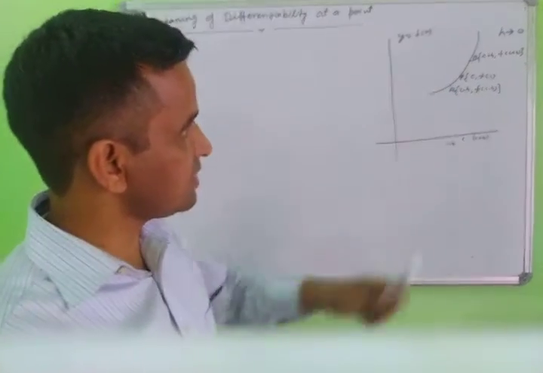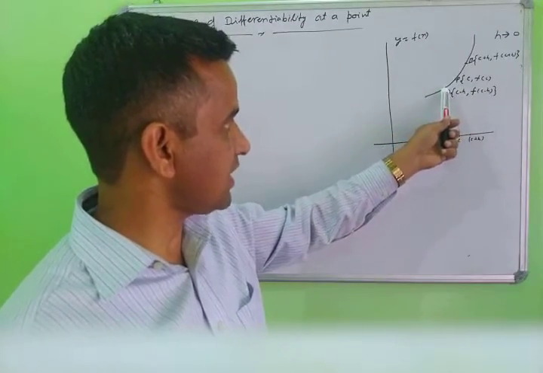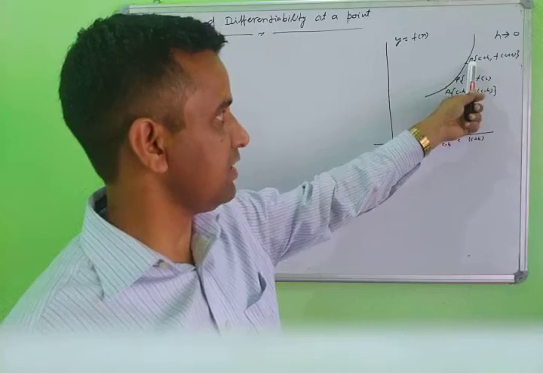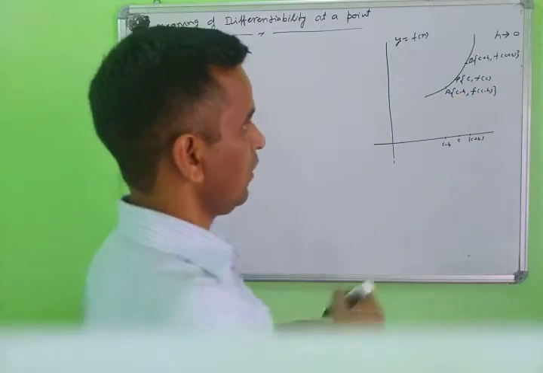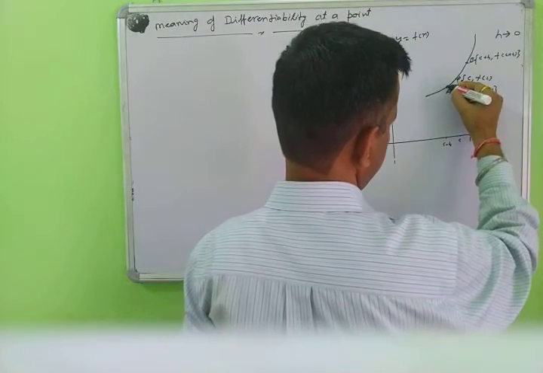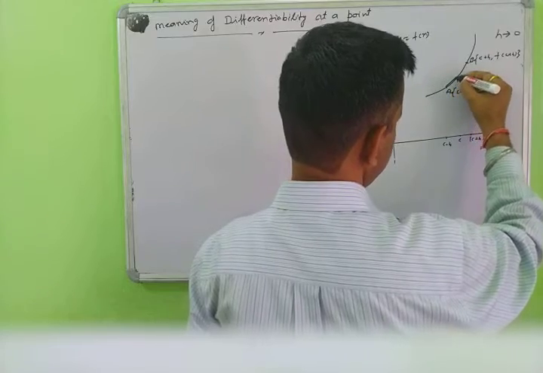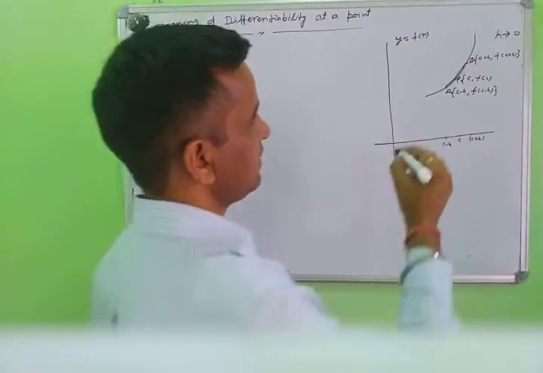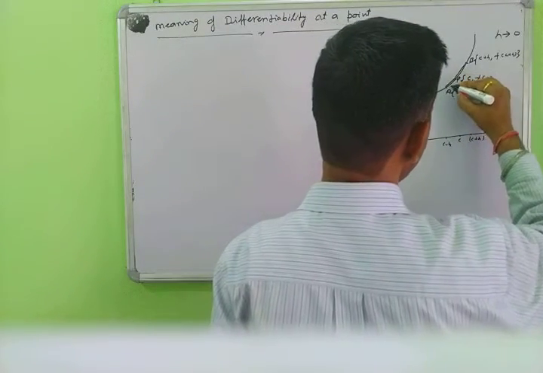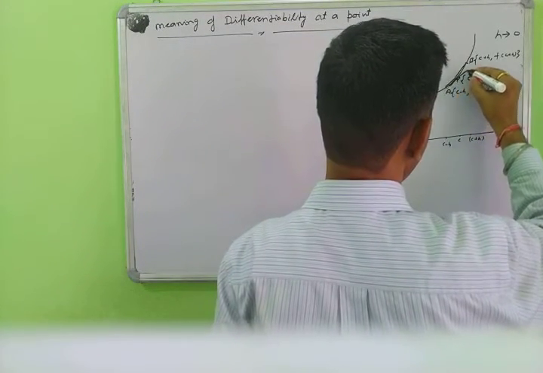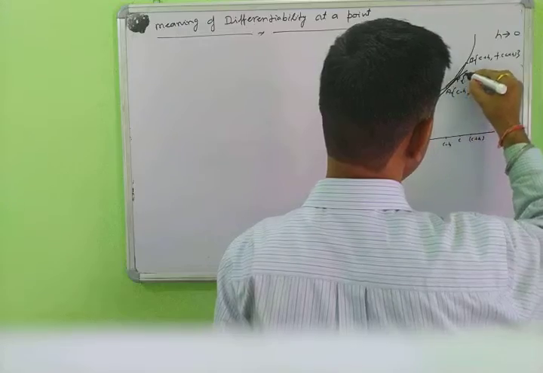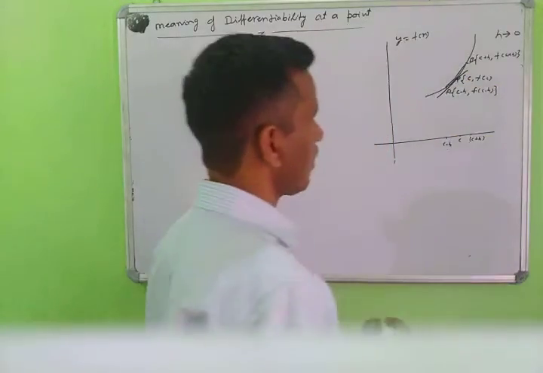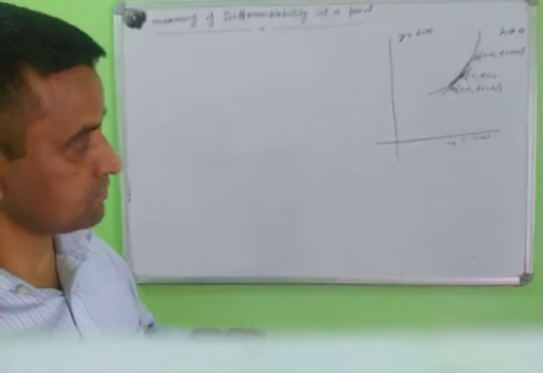You can say at this point, the left hand side is point A and the right hand side is point B. But at this point we can draw a chord, this point and this point. This means you can draw a tangent at this point. This is the tangent at this point. P is the point of tangency on the curve.